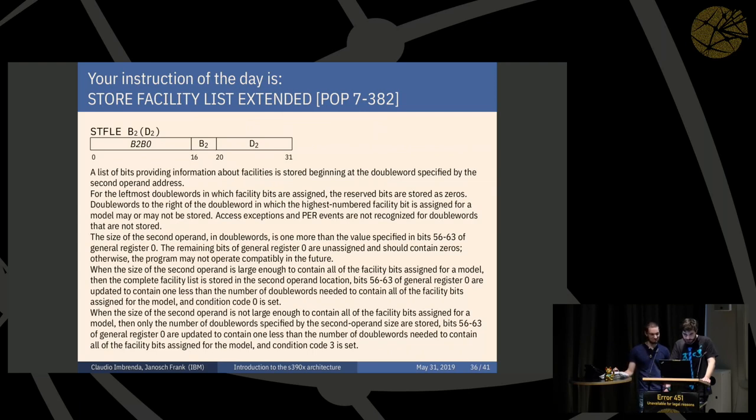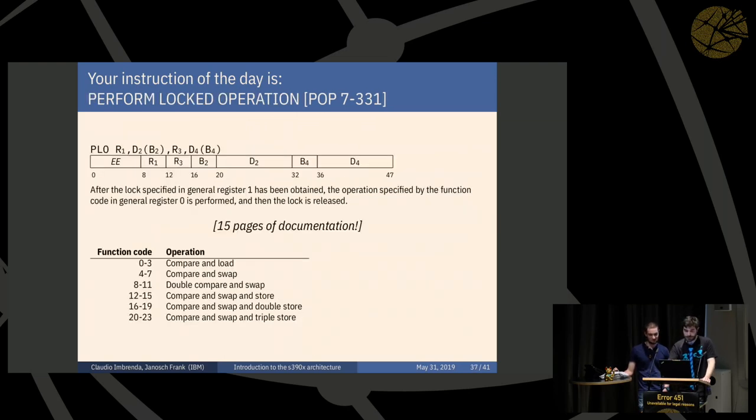Any other interesting things? I don't think so. No, this is not a privileged instruction, by the way. It can be run by user space. Oh! And that's basically Godzilla. It has 15 pages of documentation, and we'll have a look at it there.